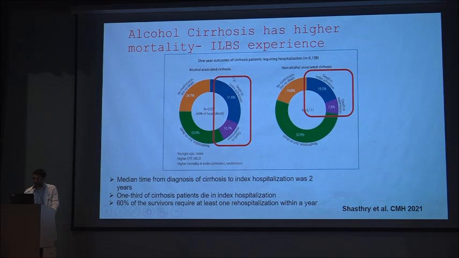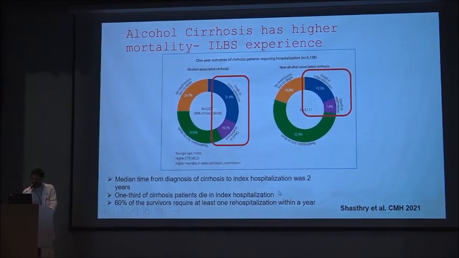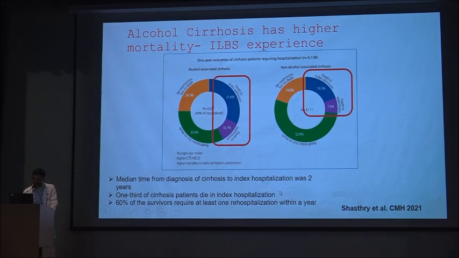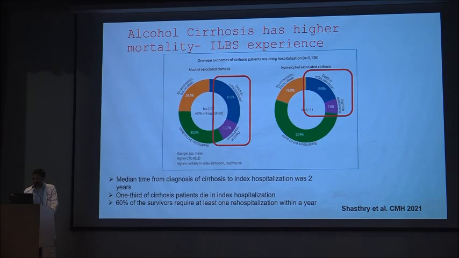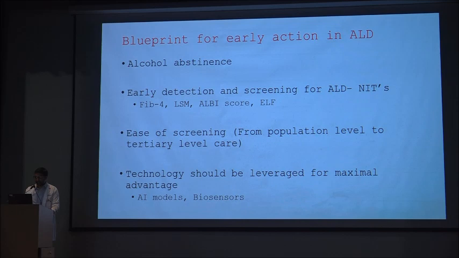compared to non-alcohol-related cirrhosis, there is higher death at the index admission. There are also more frequent readmissions and death during the readmissions. The median time from diagnosis of cirrhosis to index hospitalization is around 2 years, with 1/3 of the cirrhosis patients dying within the index hospitalization itself, and nearly 60% of the alcohol-related cirrhosis survivors require at least one more hospitalization within a year. So what should be the blueprint for early action in ALD?